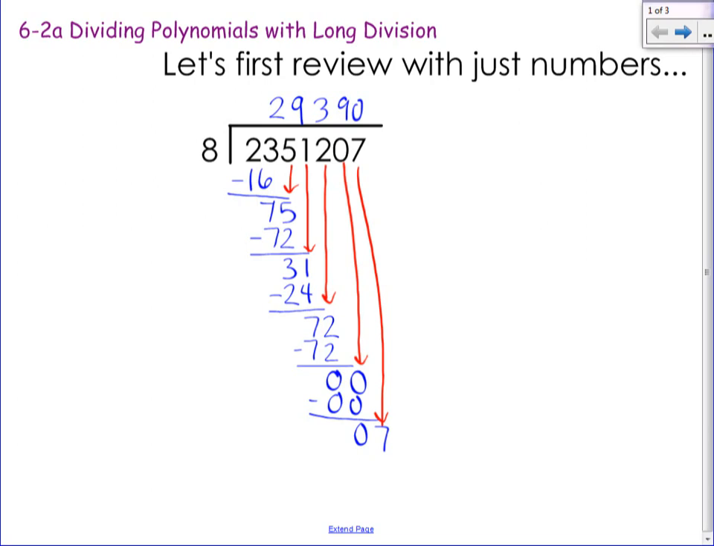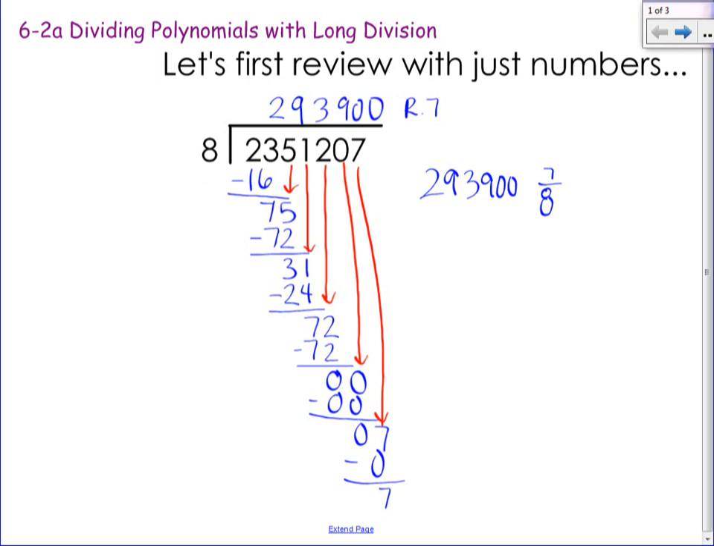Okay, how many times does 8 go into 7? 0. Take 8 times 0. So what do we do with this 7? Put a decimal point. All we're going to do is write remainder 7 on the end. Okay, another way to write that is to write 293900 and then 7 eighths. 7 being the remainder, 8 being this number out front.